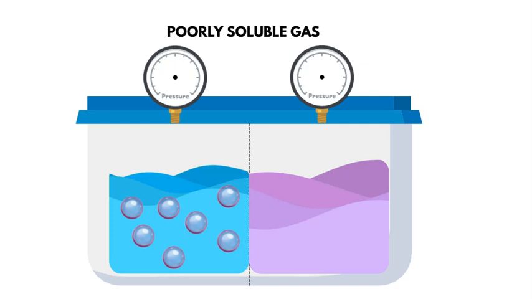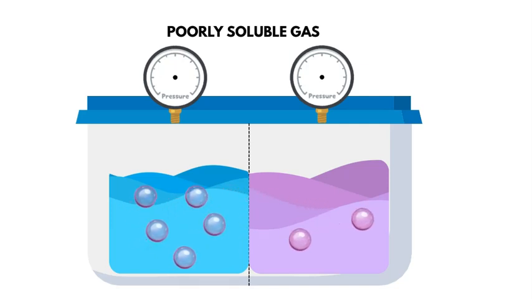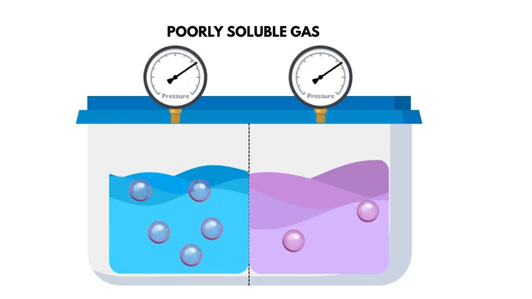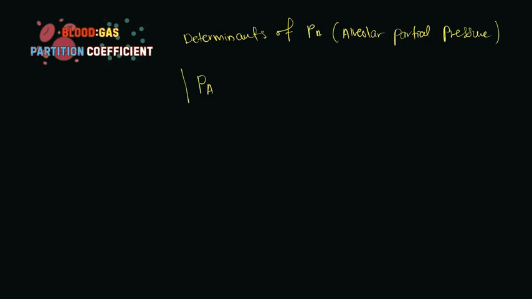Let's see how this compares. Only a small amount is able to dissolve, but this small concentration is able to exert the same partial pressure between the two phases. We've talked about how important the alveolar partial pressure is, but what increases or decreases its value? In this regard, we're talking about the determinants of alveolar partial pressure.